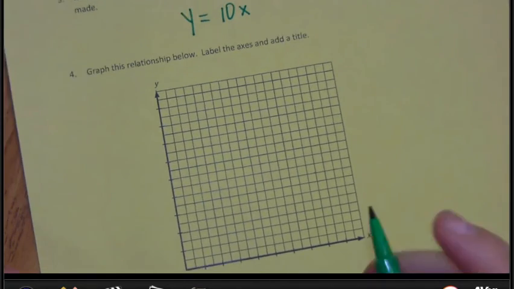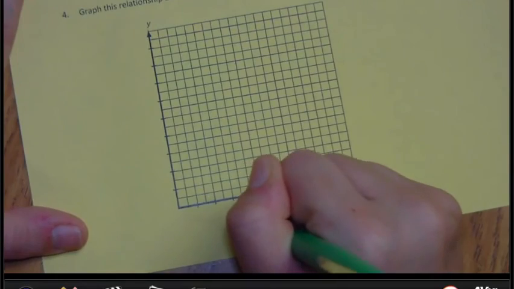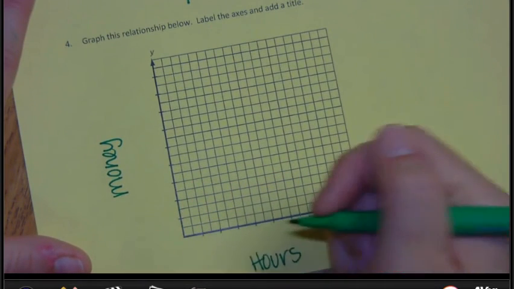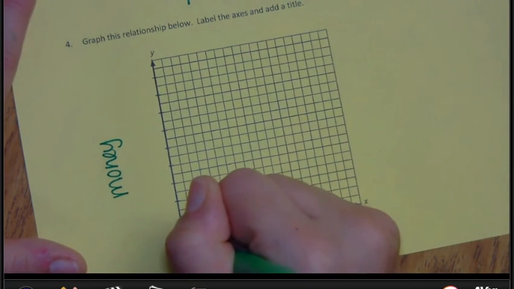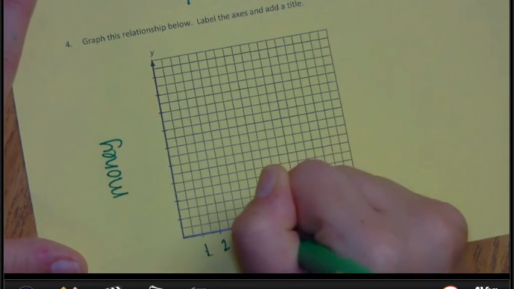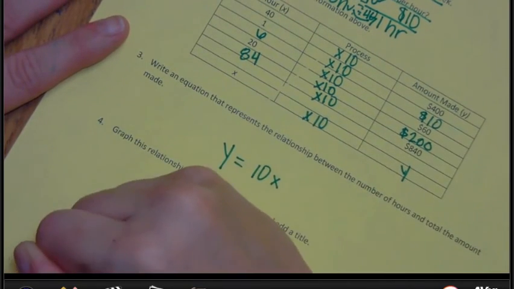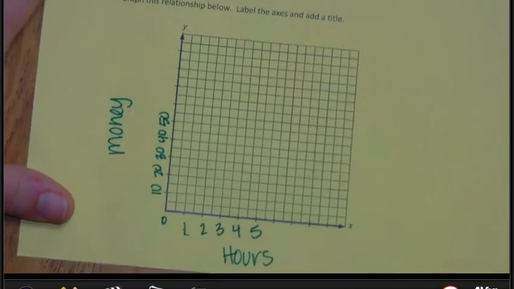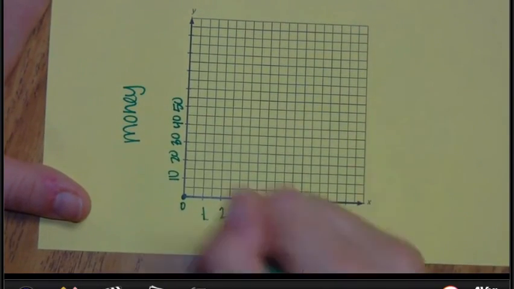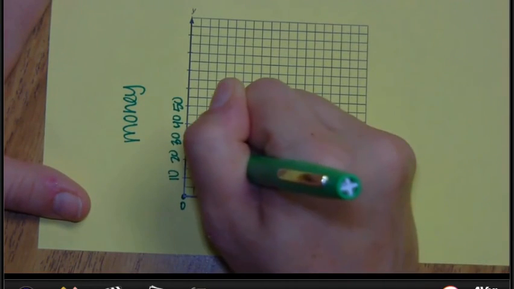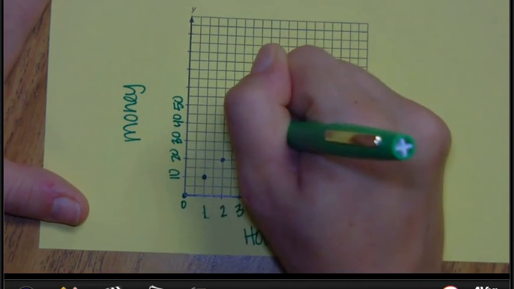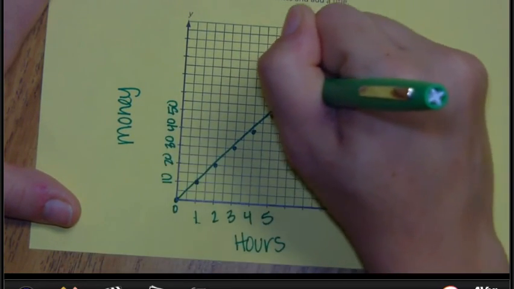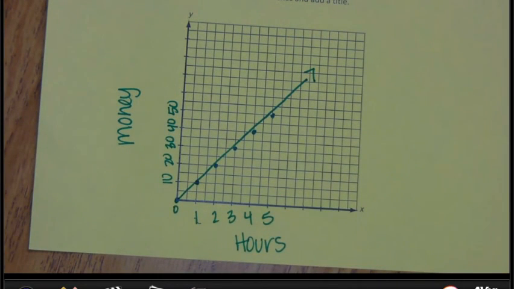So graph this relationship below and label my axis. So I'm going to say hours. I'm going to say money. And let's start with, I don't know, the easiest one. Let's go with 1, 2, 3, 4, 5, 10, 20, 30, 40, 50. So if I have worked 0 hours so far, am I going to make any money? The answer is no. Well, for 1 hour, I earn $10. For 2 hours, I earn 20. 3, I earn 30. 4, I earn 40. 5, I'm earning 50. And I can connect these dots again to create a straight line.